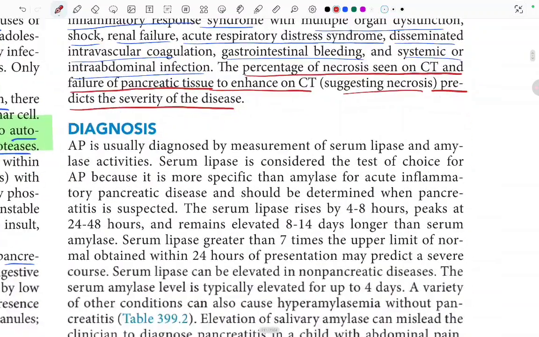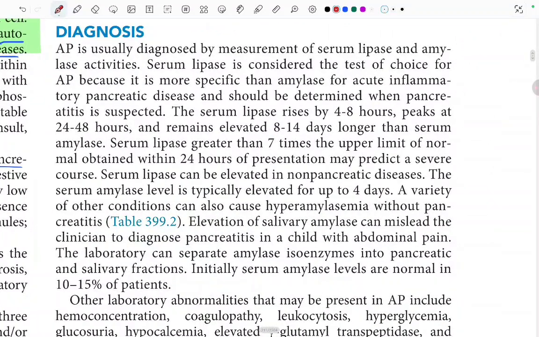Now coming to the diagnosis, acute pancreatitis is usually diagnosed by the measurement of serum lipase and amylase activity. Serum lipase is considered the test of choice for acute pancreatitis because it is more specific than amylase for acute inflammation. What is more specific? Serum lipase is more specific than amylase for acute inflammatory pancreatic disease, and should be determined when pancreatitis is suspected.